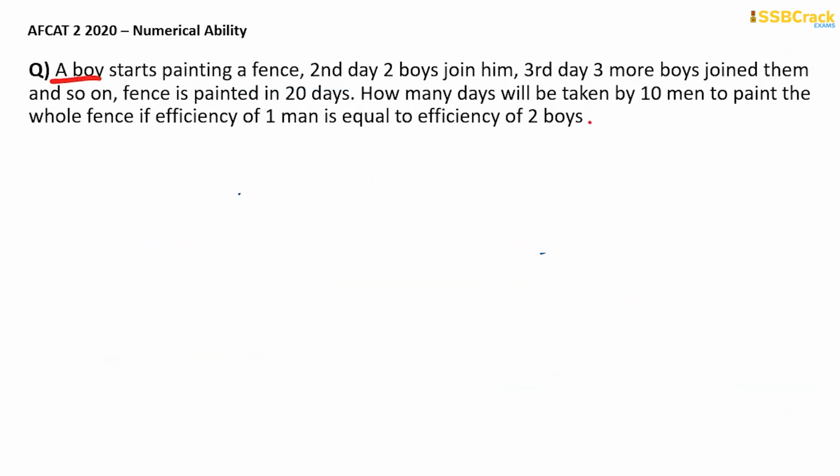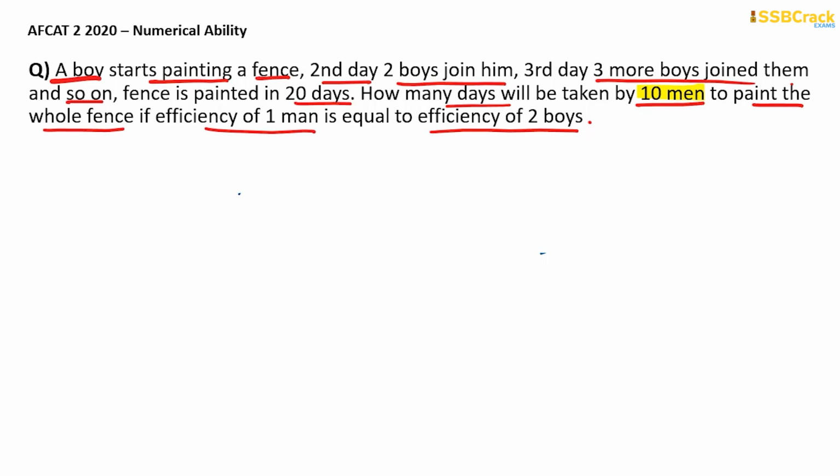A boy starts painting a fence. Second day, 2 boys join him. Third day, 3 more boys join them. And so on, this continues, and the fence is painted in 20 days. This was the question provided by our fellow aspirants. And we shall here calculate how many days will be taken by 10 men to paint the whole fence if the efficiency of 1 man is equal to the efficiency of 2 boys. So particularly this question is about the calculation of days for 10 men to complete the task of fencing.